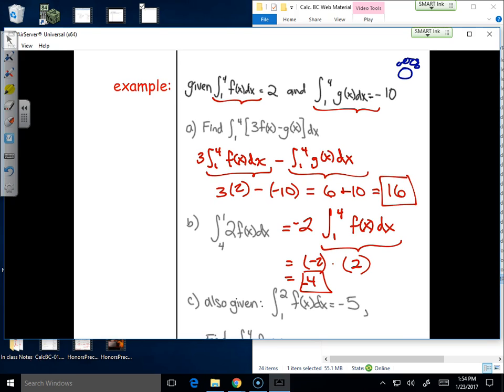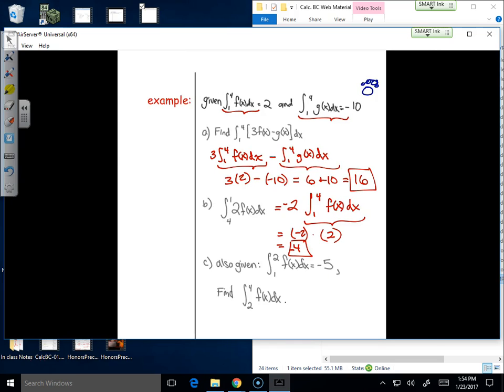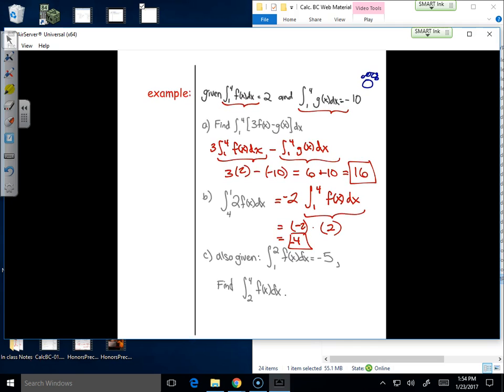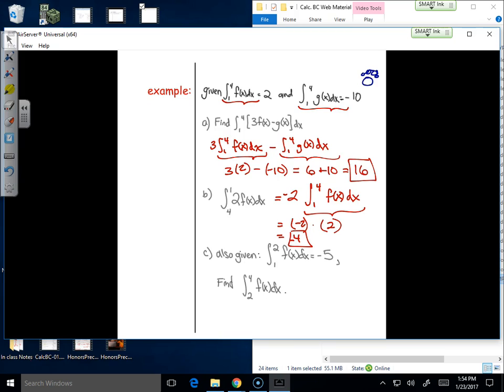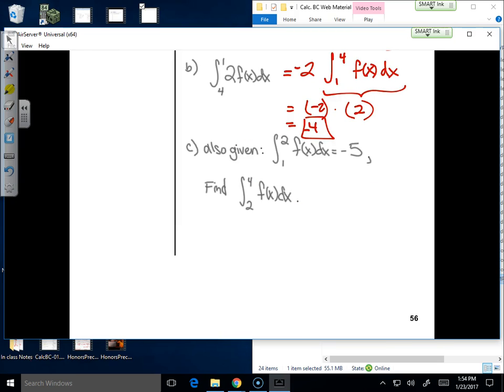How about the next one? Uh-oh, this just got tricky. So you already have the other 2 clues, right? Now given another clue that the integral from 1 to 2 of f of x dx is negative 5. You go from 1 to 2 and 1 to 4. Kyle's saying something like, hey, you can go from 1 to 2 and then from 2 to 4.